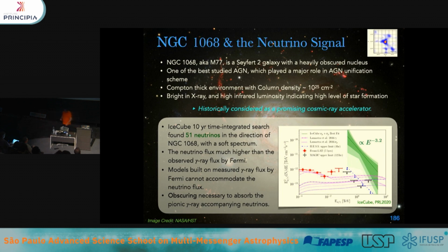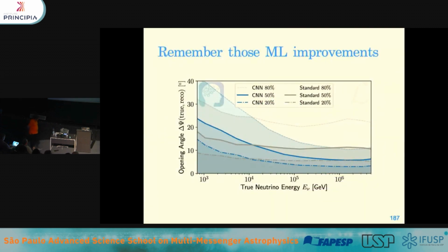Okay, good. I have 20 minutes. That leads me to two more points. Yesterday, or maybe two days ago, I was talking about how one of the things we have done lately is to improve our directional reconstruction by using machine learning algorithms. Here, I remind you of this plot that shows the neutrino energy and the opening angle between the true and reconstructed direction on average. The blue line is the machine learning algorithm using a convolutional neural network, and the standard one means a likelihood-based reconstruction.